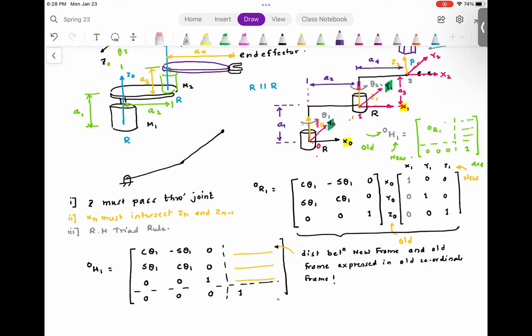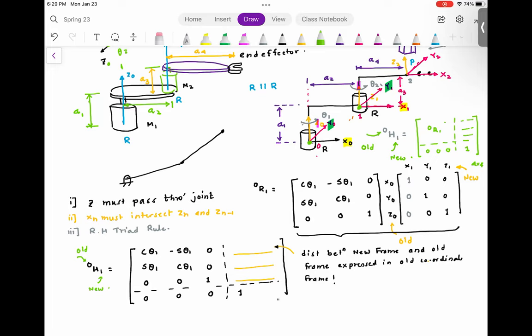Now, what I want to do is, let's start with frame 0. This is my frame 0. This is my frame 1. In 0H1, 0 is my old frame. 1 is my new frame. Now what I want to do is look at the translational displacement between the 0th frame and the first frame in the 0th coordinate system. So what I want you to understand is something like this. I want to express the displacement or distance between the 0th frame and the first frame expressed in the 0th coordinate frame. What does it mean?